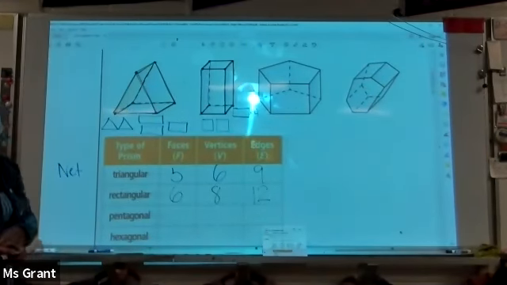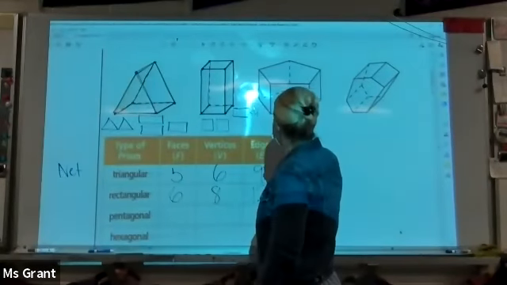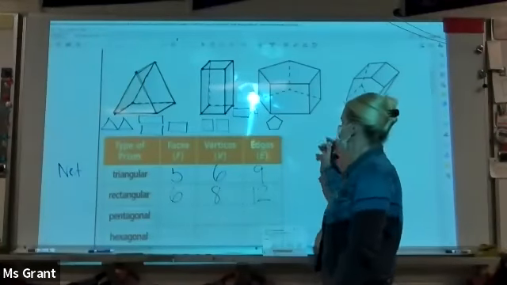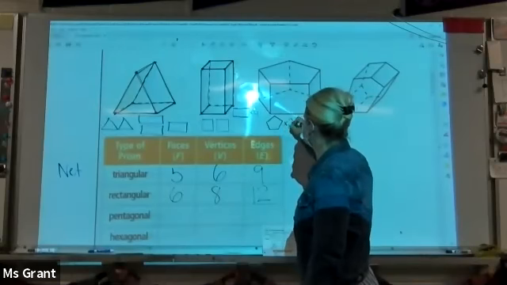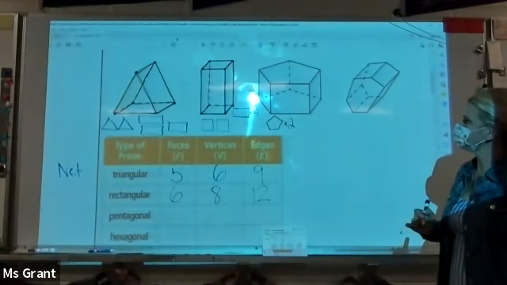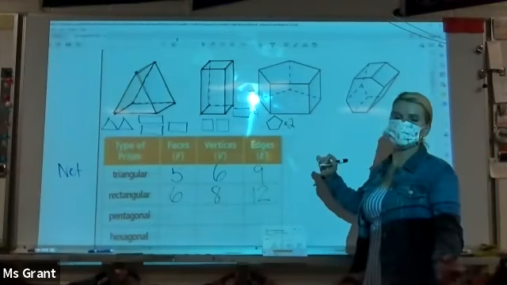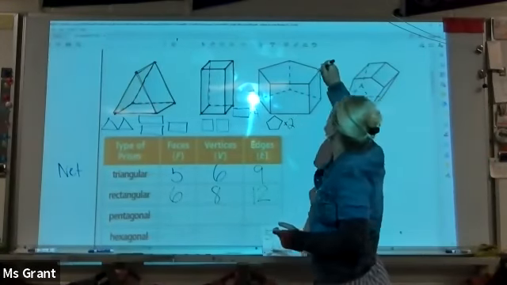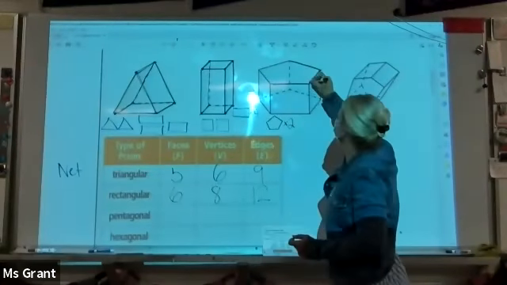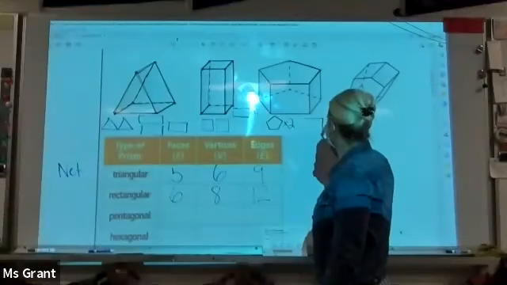Pentagonal. So the top and the bottom are a pentagon. So I've got 2 pentagons. 1, 2, 3, 4, 5. I'll put times 2. 2 of those. And then all of the other sides, you know, they're not perfectly exactly the same because you can tell how this edge may be longer than a shorter edge. Anyways, there are 5 rectangles.